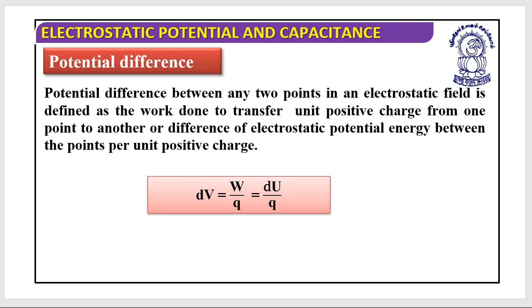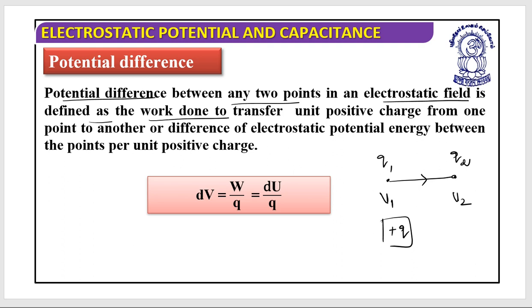Okay, so let's understand what is potential difference. What I can say is, as we have already done in previous slides, this is at V1, this is at V2. And let's say one test positive charge is there, and you need to transfer this test charge from this location to this location. Then we can say that the potential difference between any 2 points in an electrostatic field is defined as the work done to transfer a unit positive charge, always a positive charge, from one point to another, or the difference of electrostatic potential energy between the points per unit positive charge.